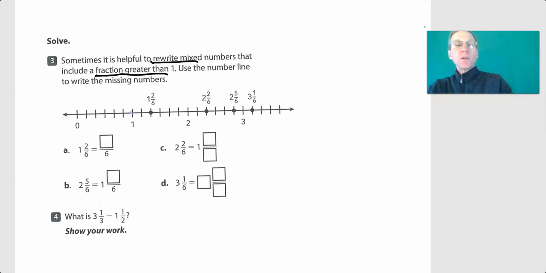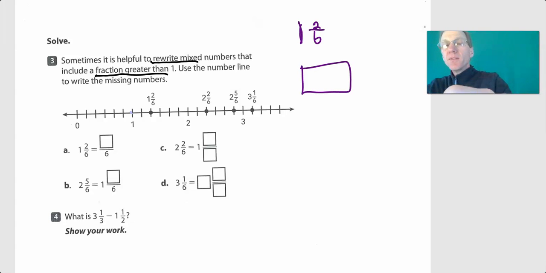Grab a color. So 1 and 2/6, right? You could say to yourself, well, I have one whole pizza, and then I have another pizza with 6 parts. I could do it like this. There's my 6 parts, and I have 2 parts, right? And then I have this one whole pizza here.